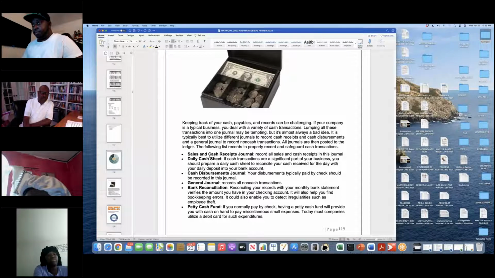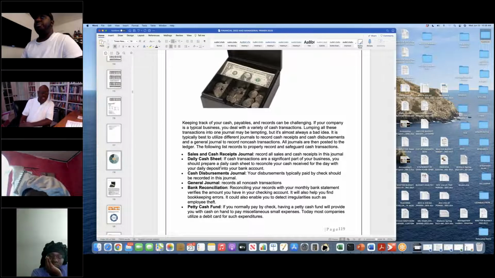So sales and cash receipts are in the sales and cash receipts journal. All cash payments go in the disbursement journal. And the general journal that we've been working with, that's where all the non-cash transactions go. Anything other than these top transactions goes into a general journal.